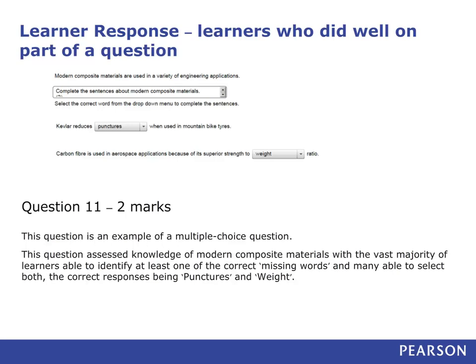Question 11. This question is an example of a multiple-choice question. This question assessed knowledge of modern composite materials, with the vast majority of learners able to identify at least one of the correct missing words, and many able to select both. The correct responses were punctures and weight.